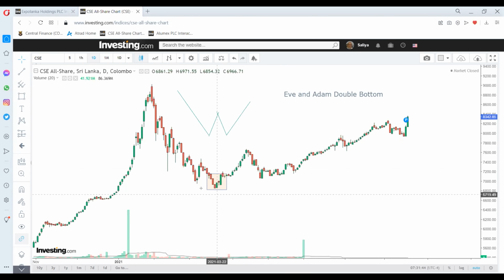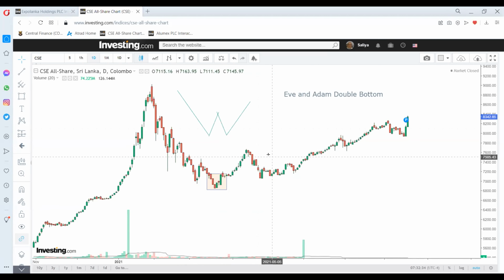At the same time, you can see that when this formation took place, the angle of the rally is a little bit sharper compared to the angle here, right? So when you have this Adam and Eve formation, that gives you the indication that the support built up there is quite strong, but that has to be confirmed by the volume behavior and the breakout of the volume along with the breakout of the secondary rally, or the interim rally between the two bottoms.